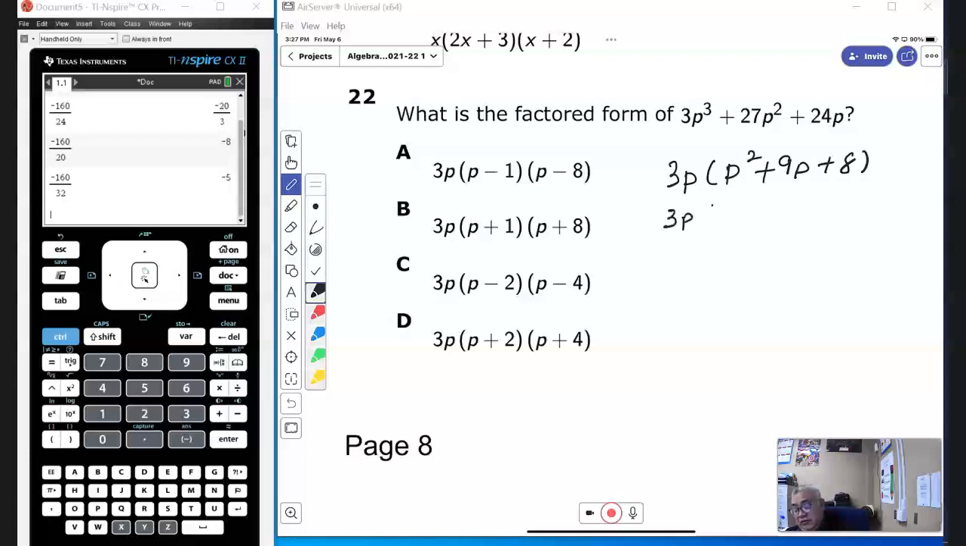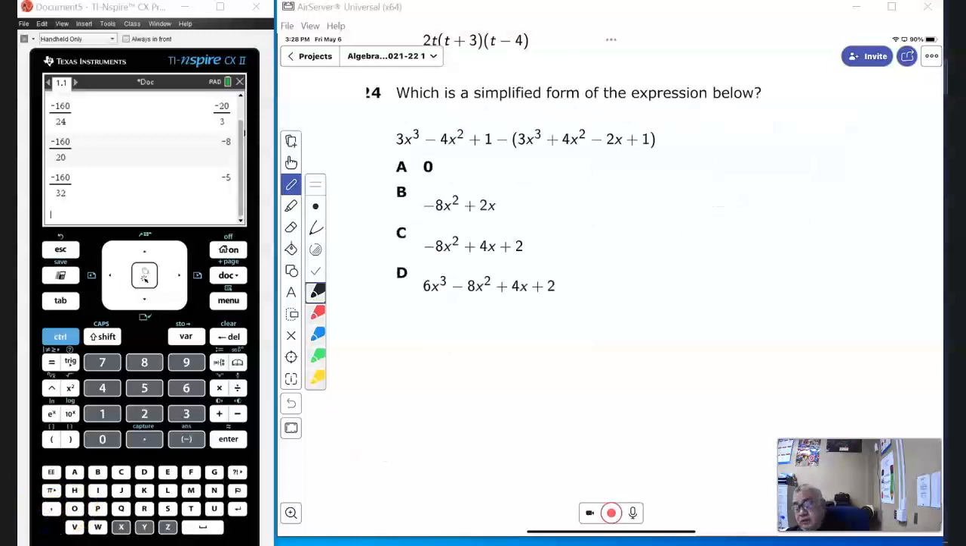Now we're going to find the factors of 8 that will add up to give you 9, and you know that's going to be p plus 8 and p plus 1. So you're looking for the factor that has 3p. They all have 3p. The answer has the factors p plus 8 and p plus 1, which gives you B. That's going to be the answer B.